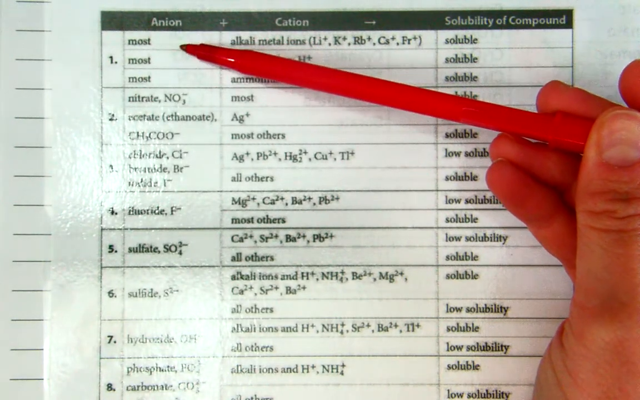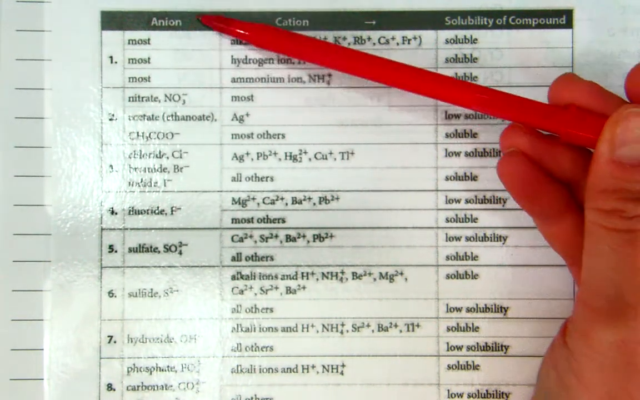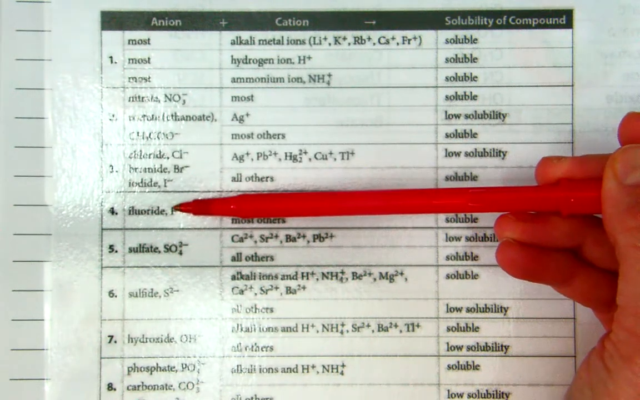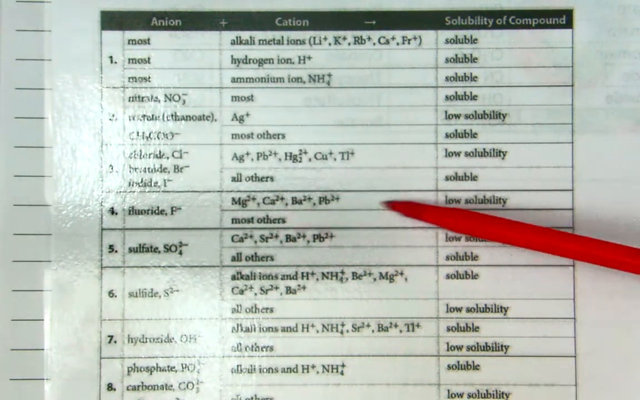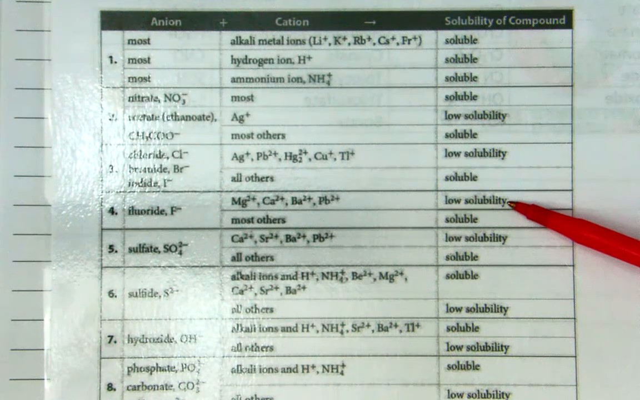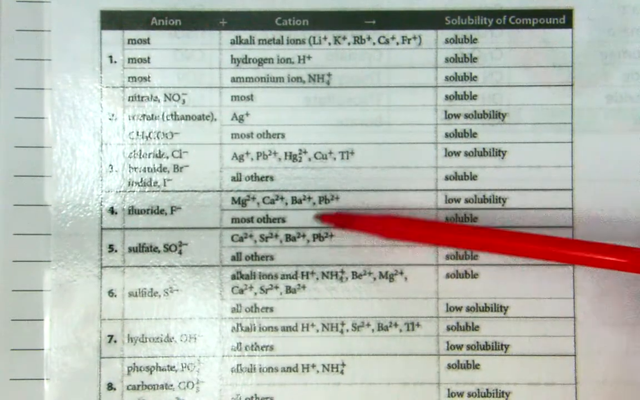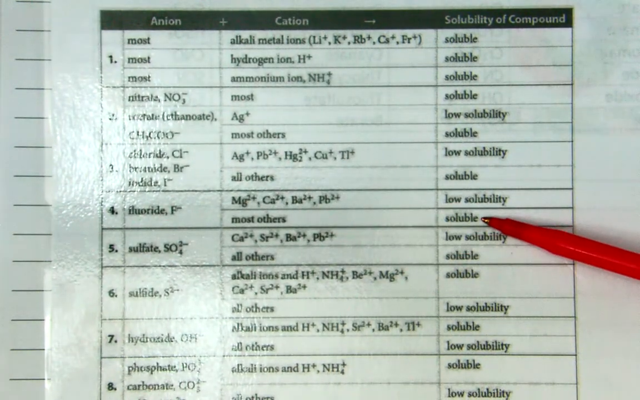So for example, if you had calcium fluoride, well, I'd read through, there's fluorine. I see that calcium has a low solubility. So that means anytime I see calcium fluoride, it will be a solid. It won't dissolve into a solution. Most other fluorides, other than these four, are soluble.